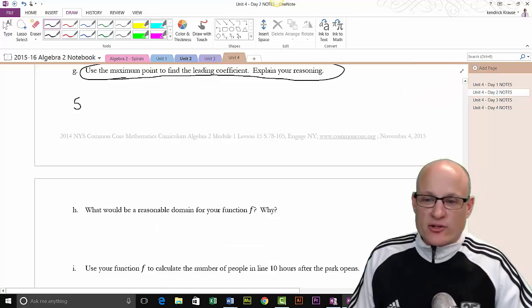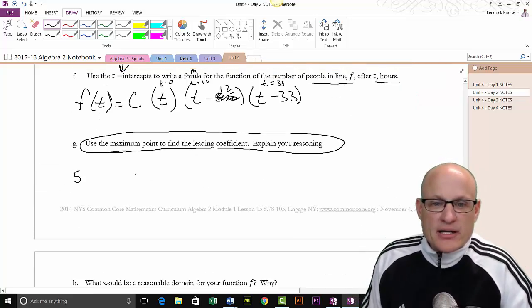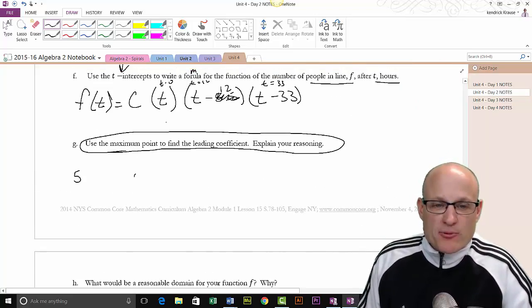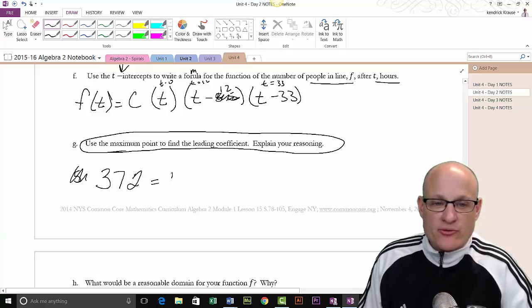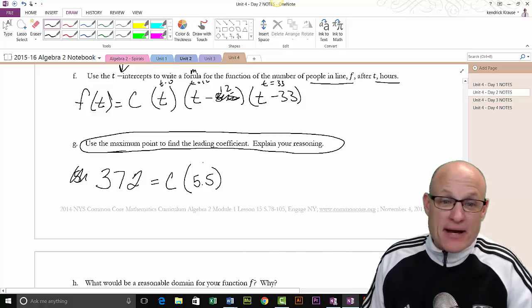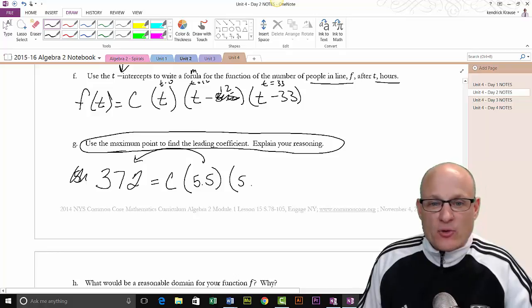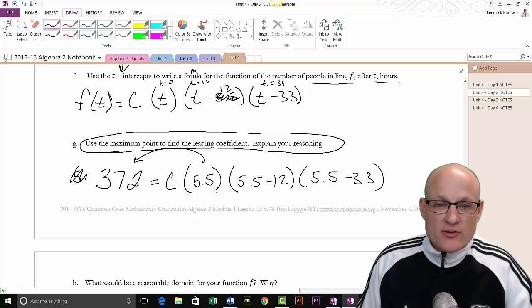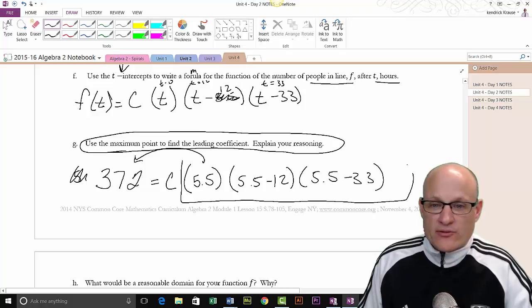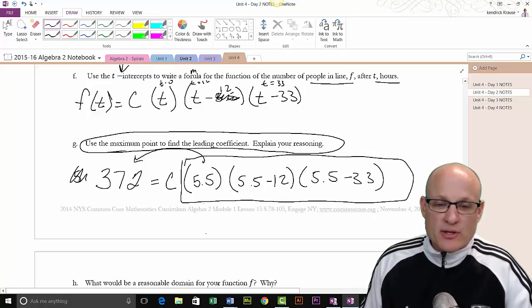So I'm not going to go through this. I'll do this more in class because I don't want to spend that much time doing it. But if my maximum number of people in line was 372, I'm going to take 372 and set it equal to C times 5.5, because my time for my maximum profits was 5.5, 5.5 minus 12, and 5.5 minus 33. So I'm going to type all of this into my calculator. See what I get.